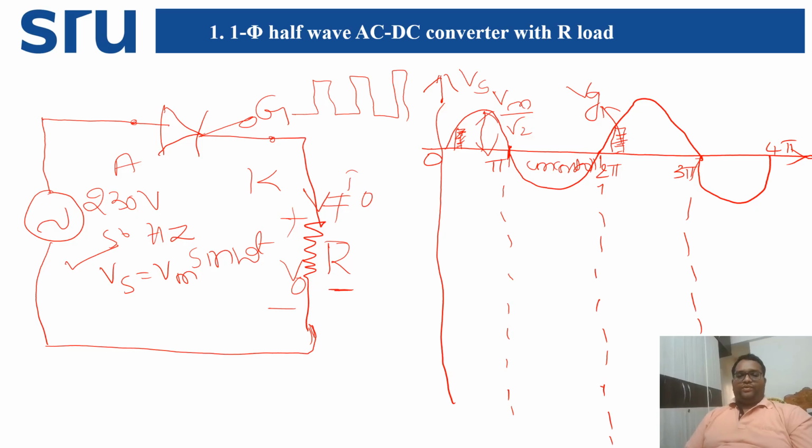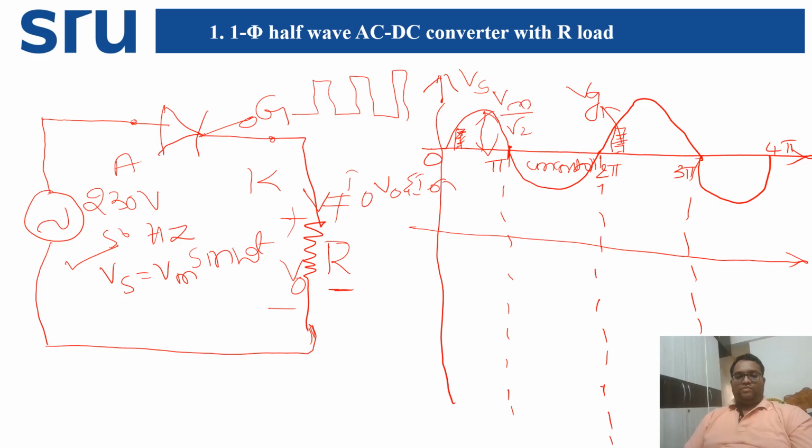And now what are we going to do here? We are going to draw the output waveforms, and this is a resistive load. Am I right? Then that is the case. Voltage and current both are in phase.